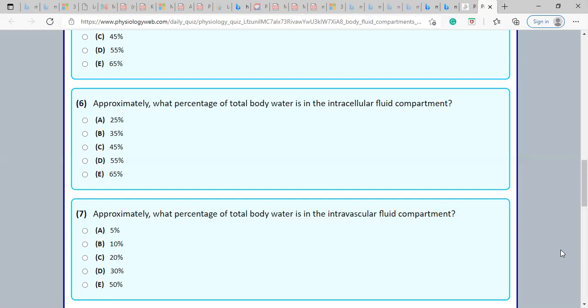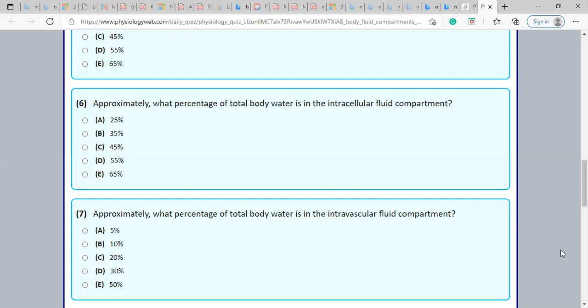Okay. So in percentage, which of these will give you 7.1? If you do 5 or 10? No, 5% will not give you 7.1. It will not give you that. Approximately what percentage of total body water is in the intravascular fluid compartment?